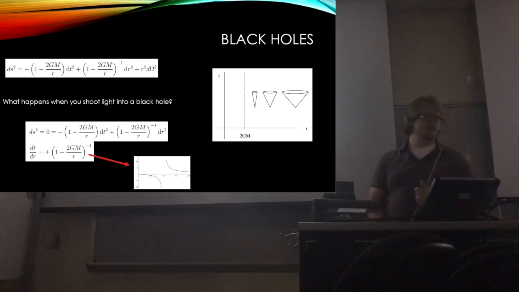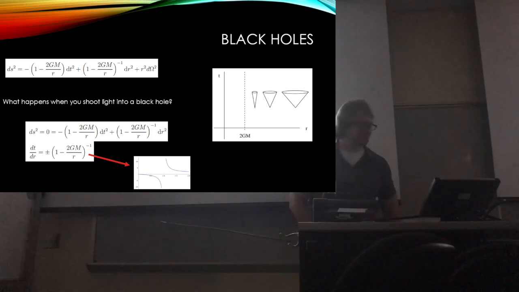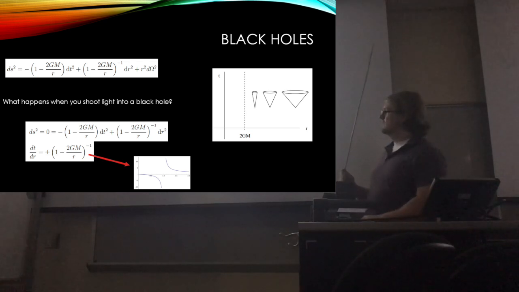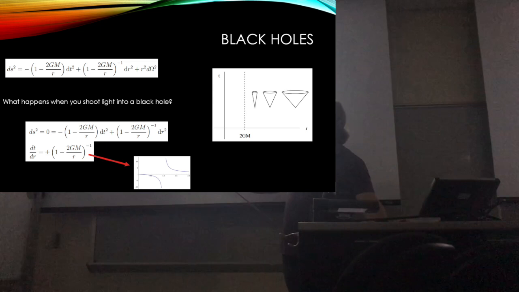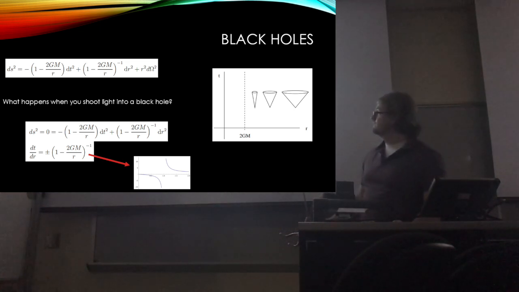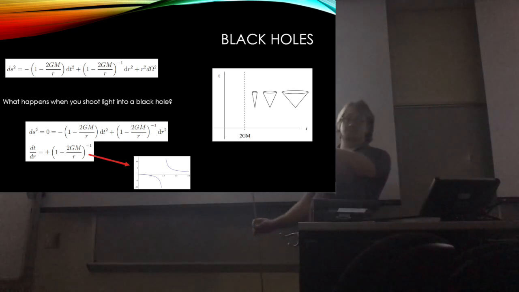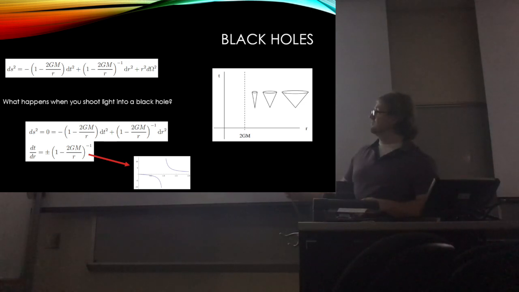Okay, final slide to conclude this. I just wanted to talk about one other cool thing about black holes. The question here is, what happens when you shoot light into a black hole? We can figure this out by remembering what I said earlier about how for light, this interval ds squared goes to 0. And we're going to imagine shooting the photon directly into the black hole along the radial direction, which means that this d omega squared will go to 0.